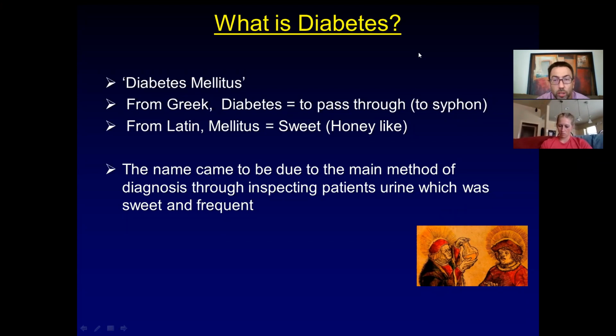So the official name is diabetes mellitus, okay? And from Greek, diabetes stands for to pass through or to siphon. And then Latin, mellitus means sweet or honey-like, okay? And so this name came from the fact that one of the primary ways of diagnosing a person as being a diabetic in the olden days was that when we would taste people's urine, it had a sweet taste, okay?